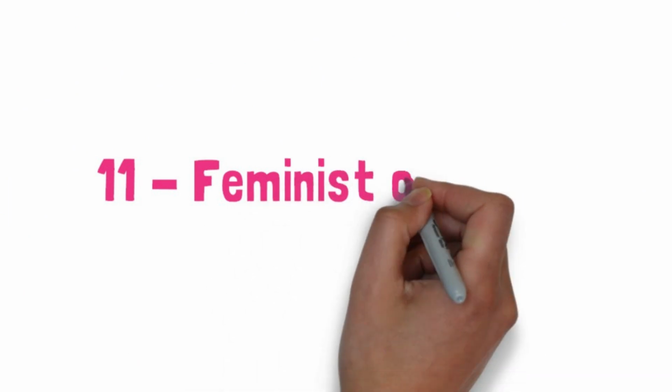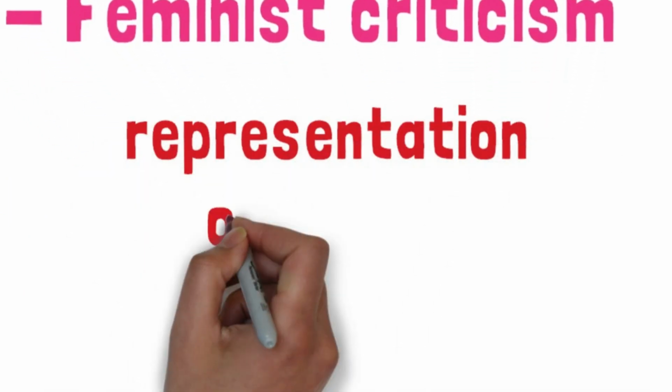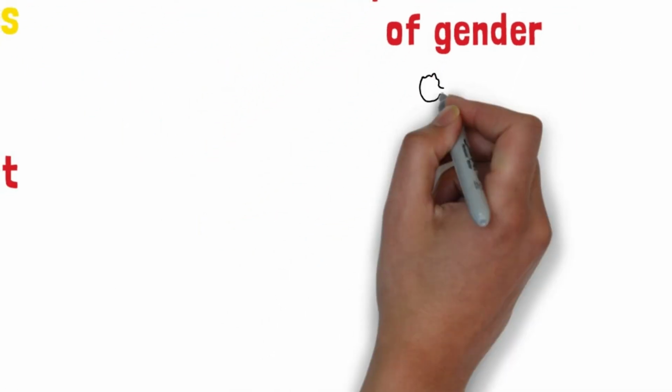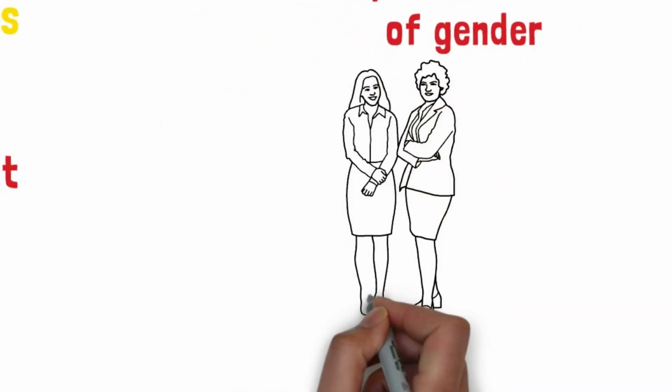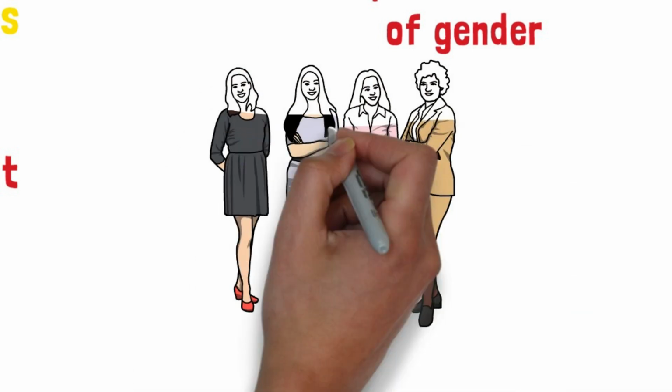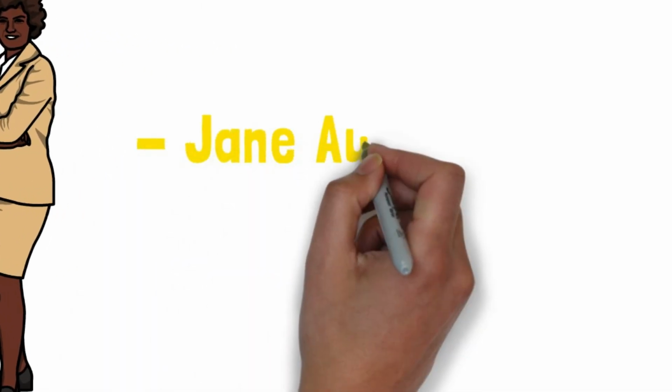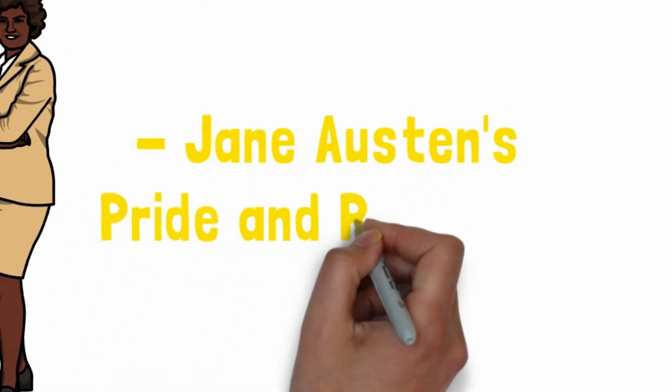The last approach and the most important approach is feminist criticism. This approach considers the representation of gender and the roles of women in a literary work. For example, analyzing the portrayal of women in Jane Austen's Pride and Prejudice.